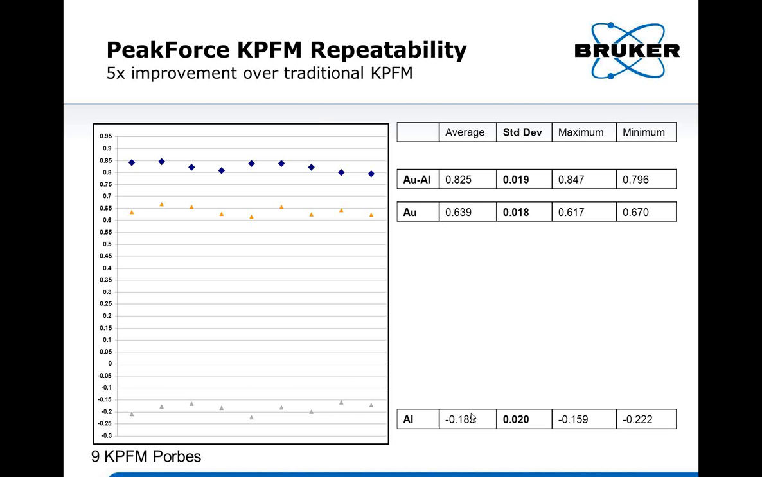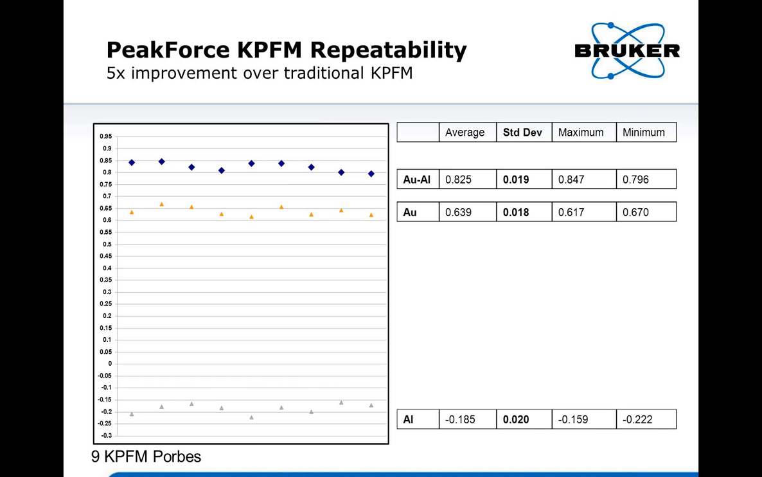So what we got here is aluminum. We call that the absolute number, although it's a difference between your sample and tip, and we found the standard deviation is around 20 millivolts, and on gold it's about the same, slightly smaller. And the difference, the relative measurement between gold and aluminum, is also pretty small, around 10 millivolts. So that's pretty good.